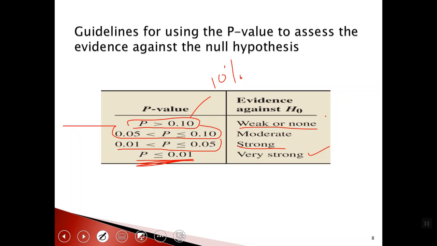Actually, you don't need to worry about whether the evidence against h naught is strong or very strong. Just focus on the p value, because sometimes these can change, since there is no specific limit for these values.